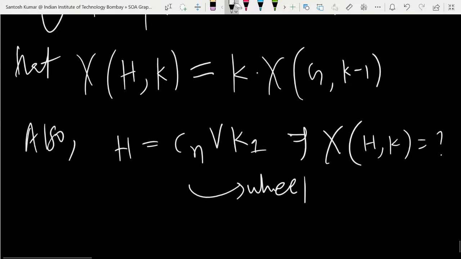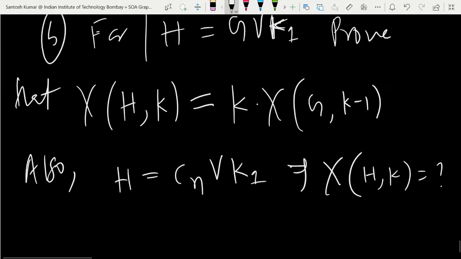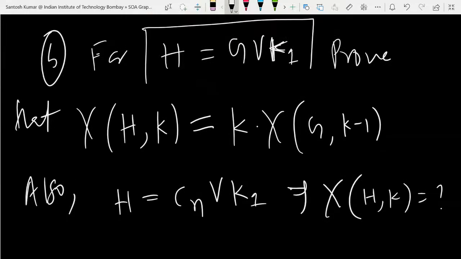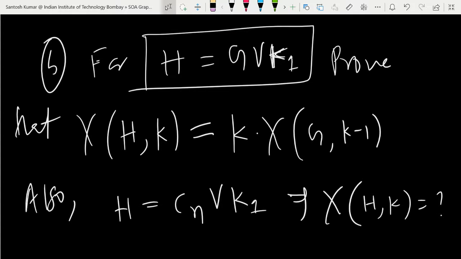So let's prove the first part of this question first, then we'll come to the second part. For H, we have H as G join K1. What do you know about K1? K1 is just one vertex. Assume G has n vertices and K1 has just one vertex, and we are taking H as G join K1. So my question to you is, how many vertices does H have?